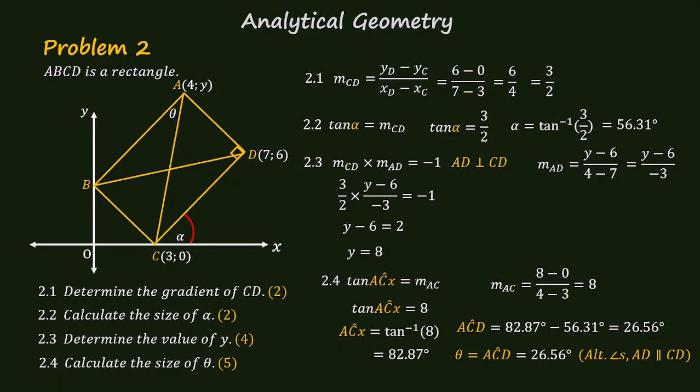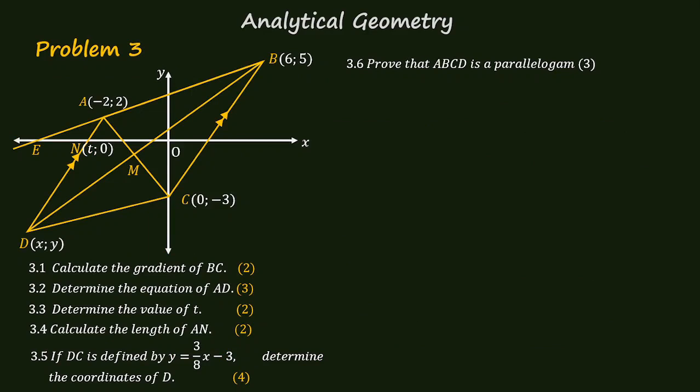Let's move on to problem number 3. In this problem, we are given that AD is parallel to BC. This is shown by these arrows here. And the first question wants us to calculate the gradient of the straight line BC.